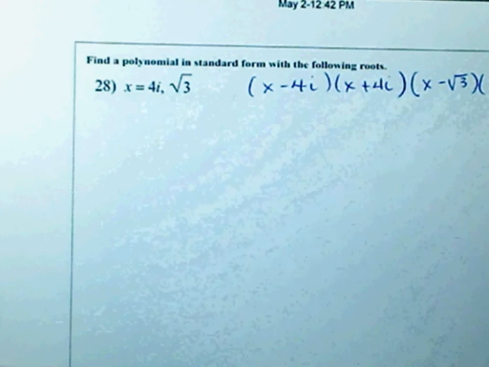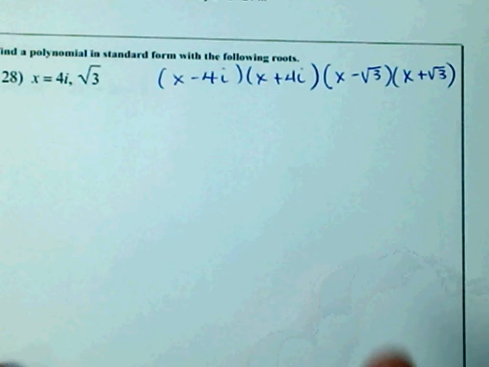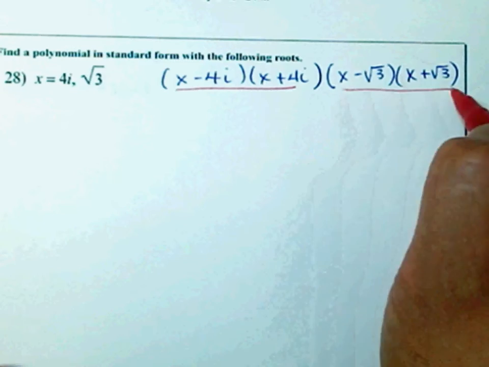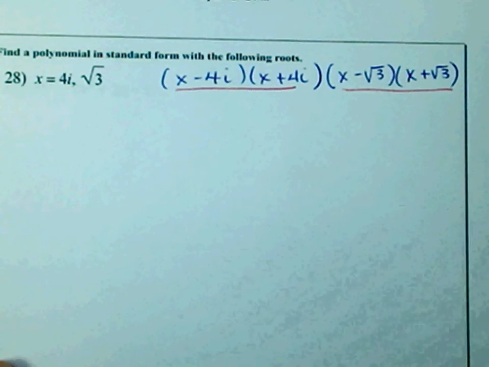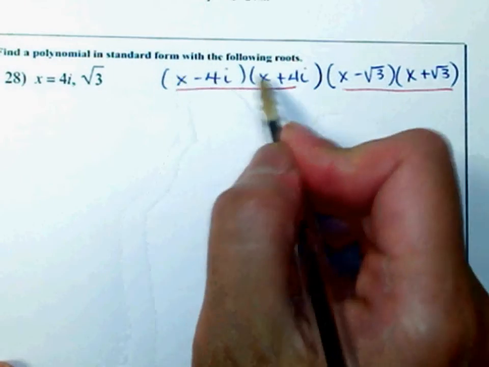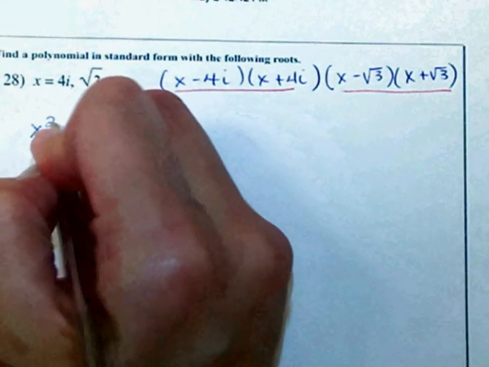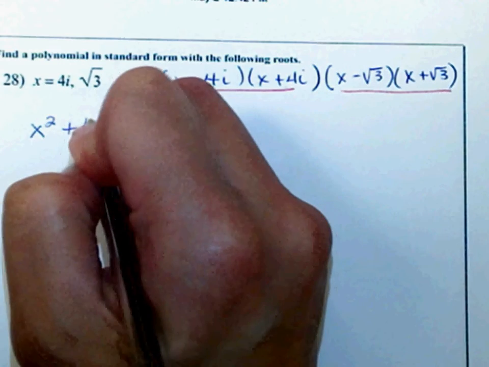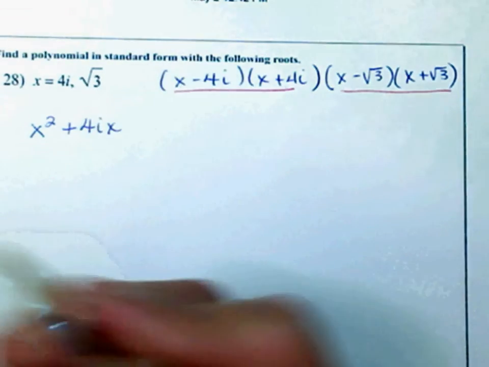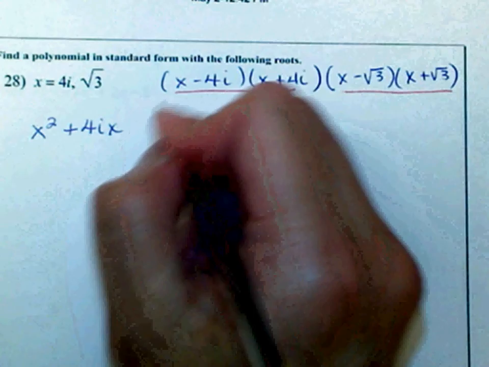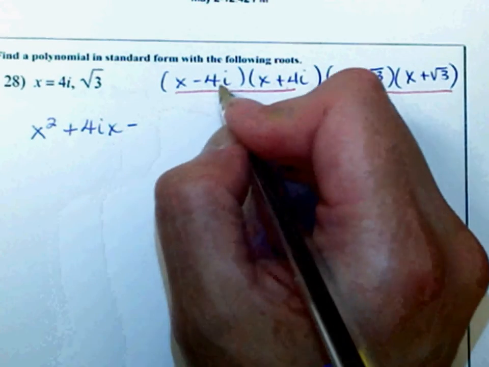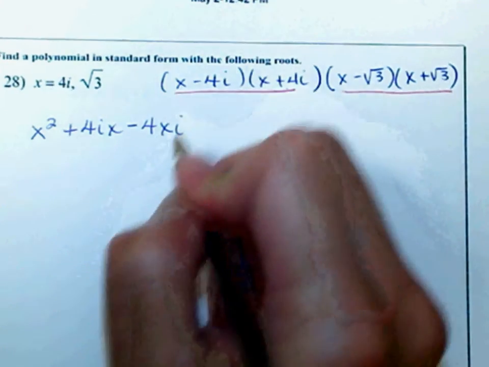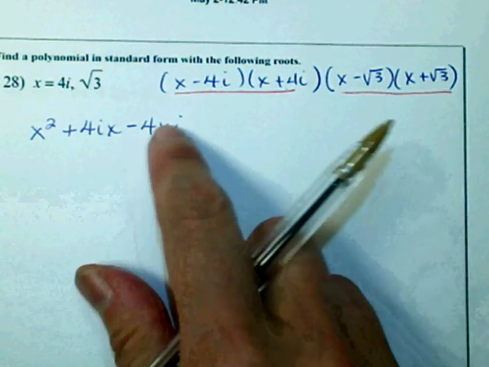Distribute them out. I'm going to do these two together, and then I'm going to do these two together, and then I will combine them. Okay? So, x times x, x squared. X times positive 4i is plus 4xi, minus 4ix, you can write it xi or ix. I like this one better than this one, minus 16i squared.